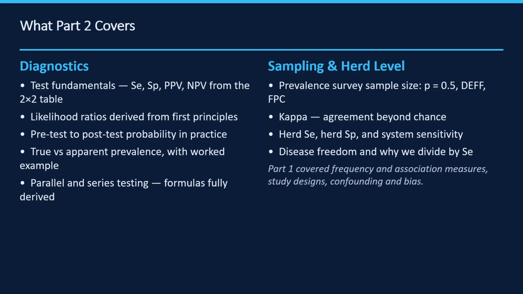Then we shift gears into sampling. How big a sample, why we use p equals 0.5, what clustering does to you, and the finite population correction. Kappa gets its own slot, and we finish at the herd level with herd sensitivity, herd specificity, system sensitivity, and disease freedom. If you're short on study time, the highest yield sections are diagnostics and the herd level material. Let's get started on part 2.